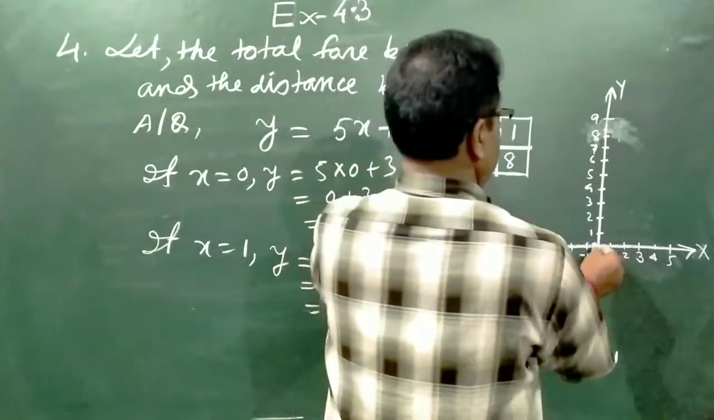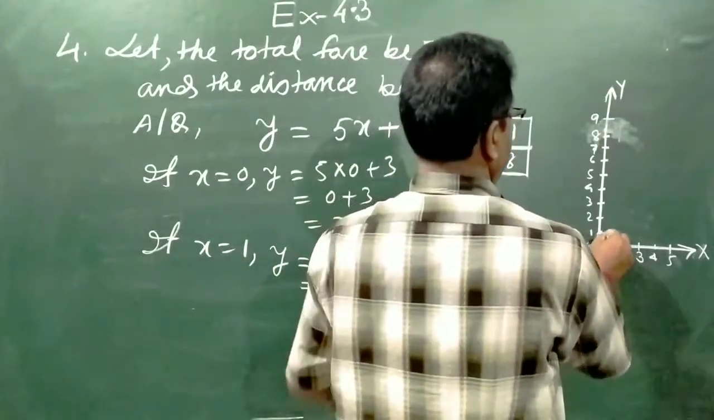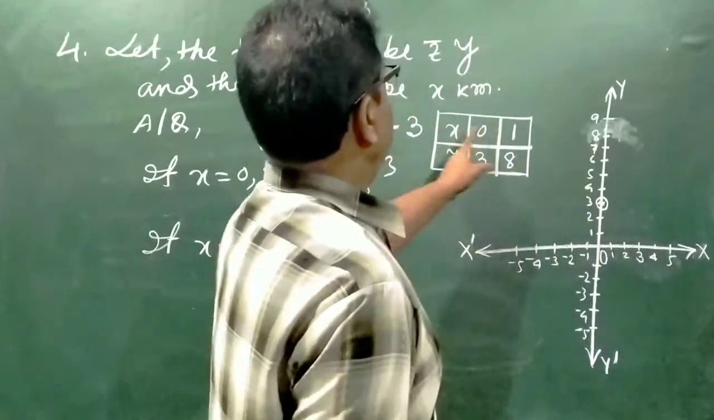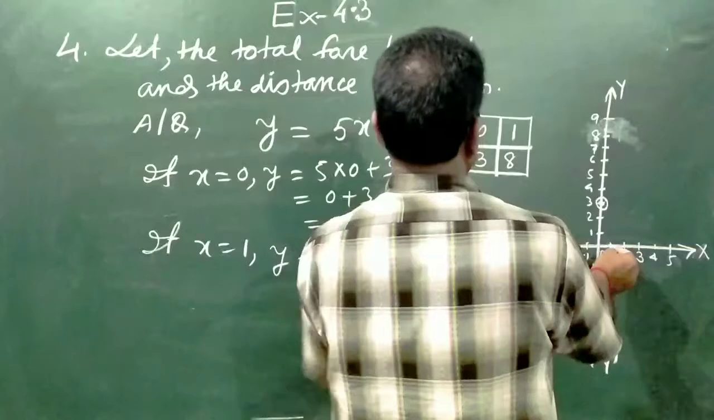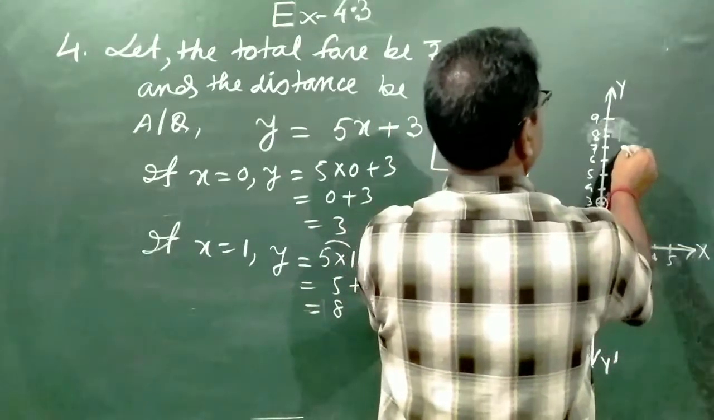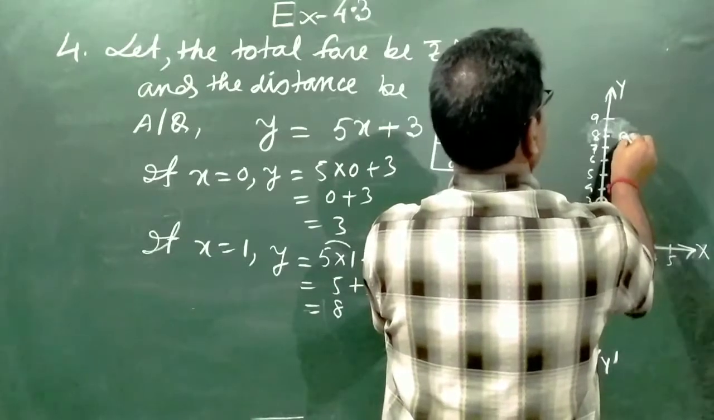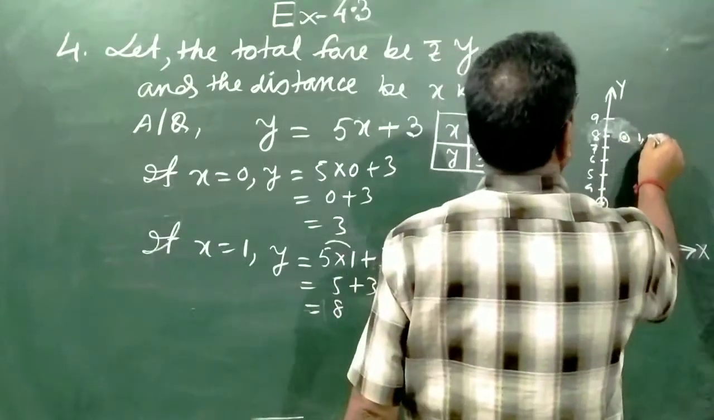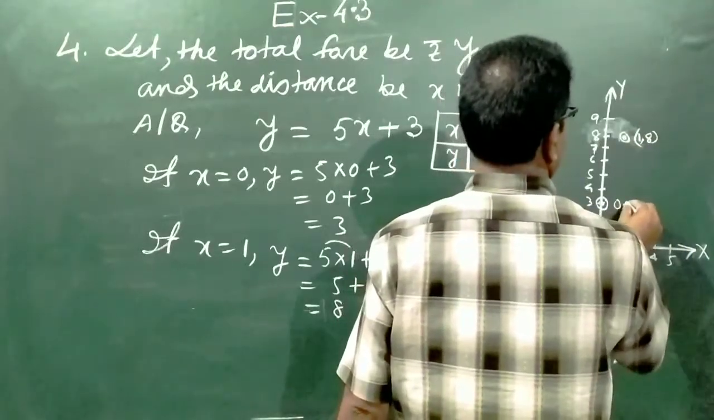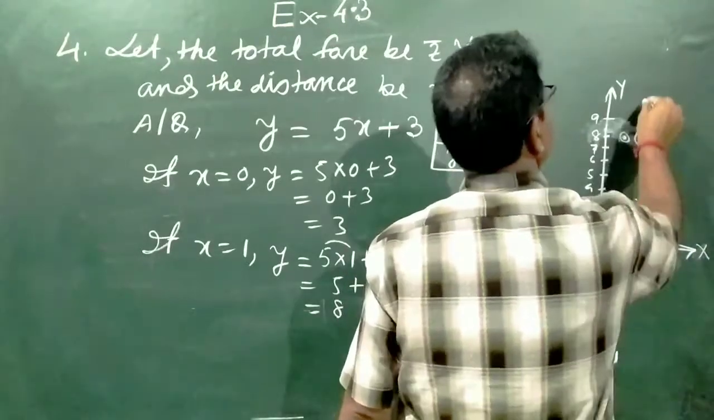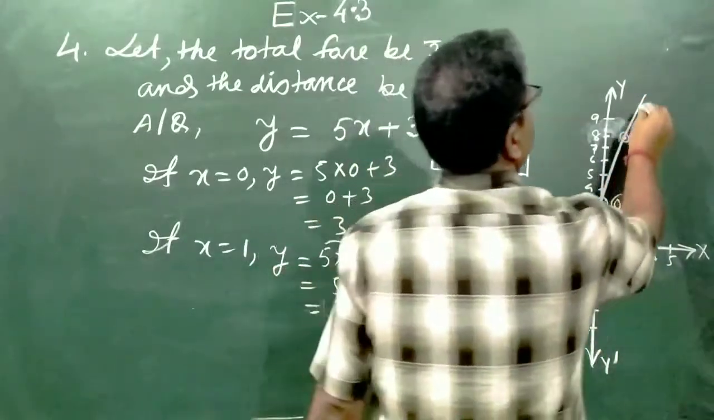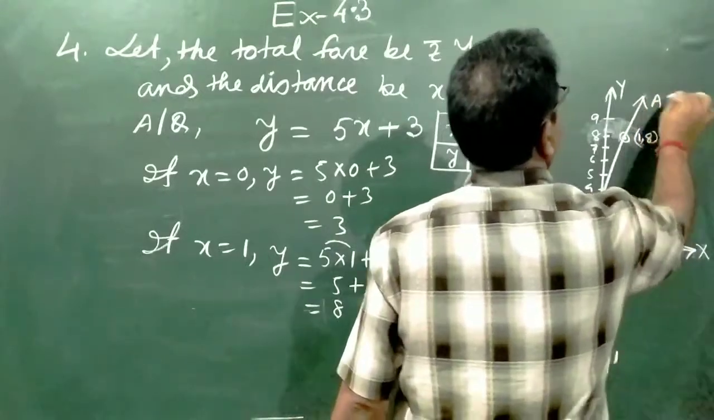So the value for x is 0 here and y is 3: positive 1, 2, 3. This is the point. And x is equal to 1, x 1 is here and y 8: 1, 2, 3, 4, 5, 6, 7, 8. So this is the point x 1 and y 8, and this is x 0 and y 3. So these 2 points, join and extend with the help of your scale, and name that line as AB.